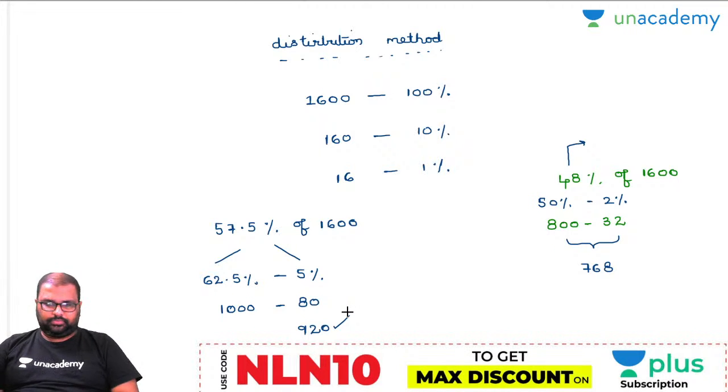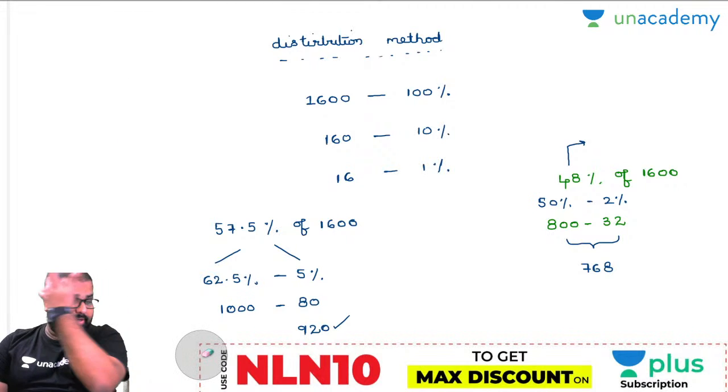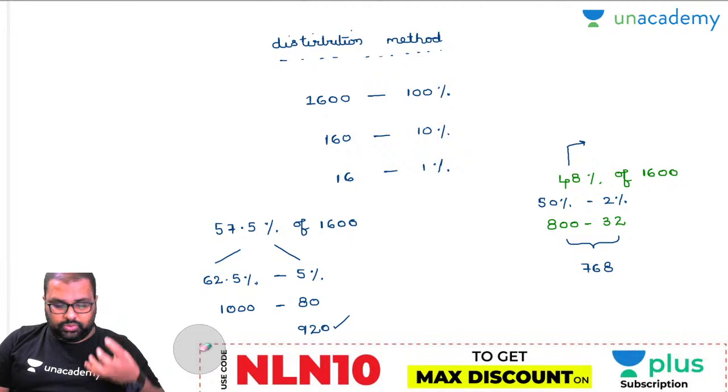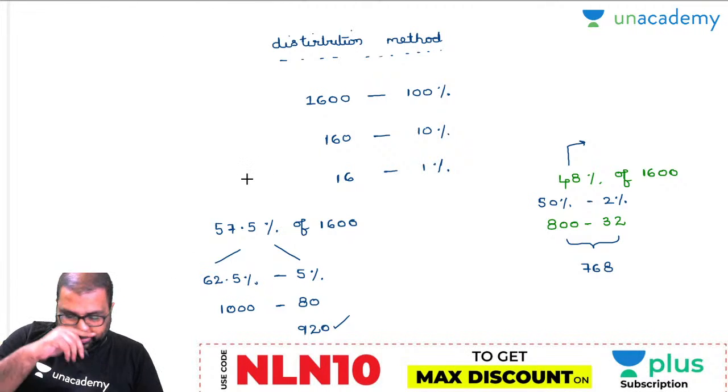920. Now see here, 62.5% is 5 by 8. 5 by 8 of 1600 is how much? 1000. 1000 minus 80 will be how much? 920. Right? So don't jump to conclusions. Be a little bit cautious while calculating, right? This is very important. Now this helps you to save more time. Done. So I'll give you one more example.